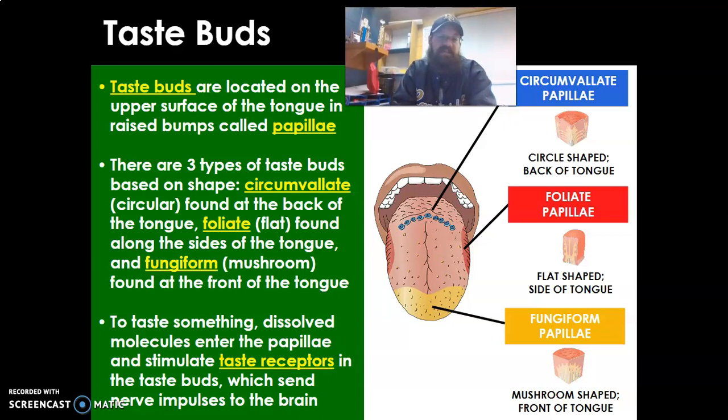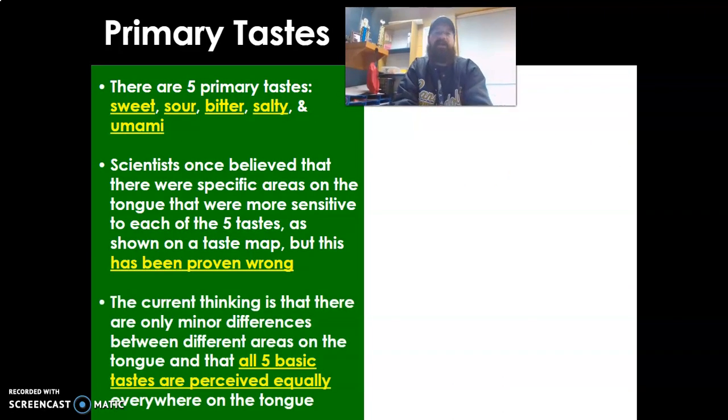It's going to stimulate the taste receptors in the taste buds. Once these taste receptors down within the tongue are stimulated, it's going to send a nerve impulse to the brain, and we're going to make sense of what we are tasting. Let's look at the primary taste.